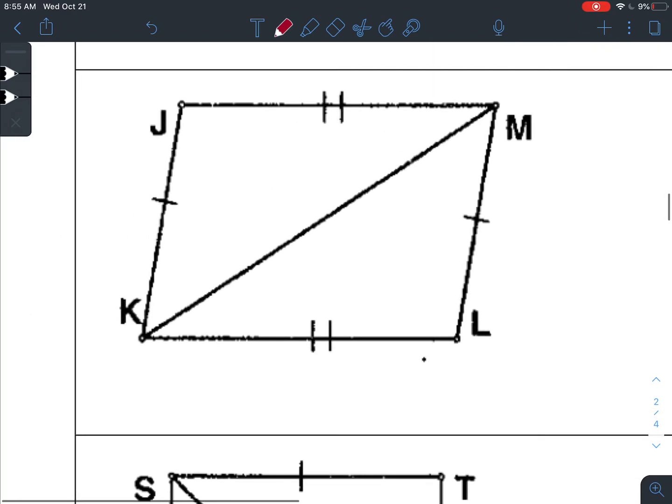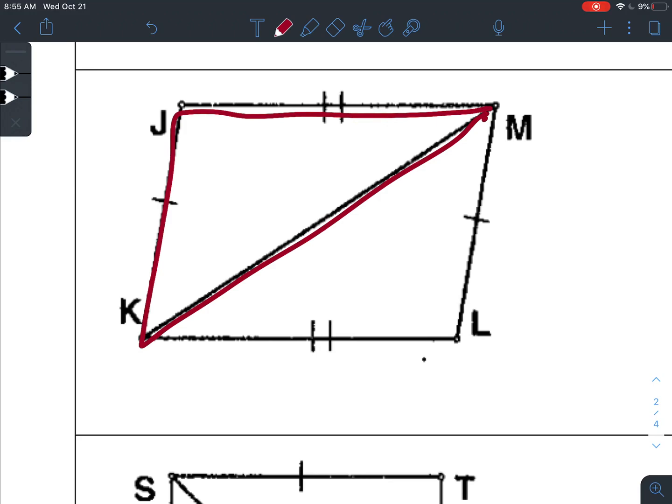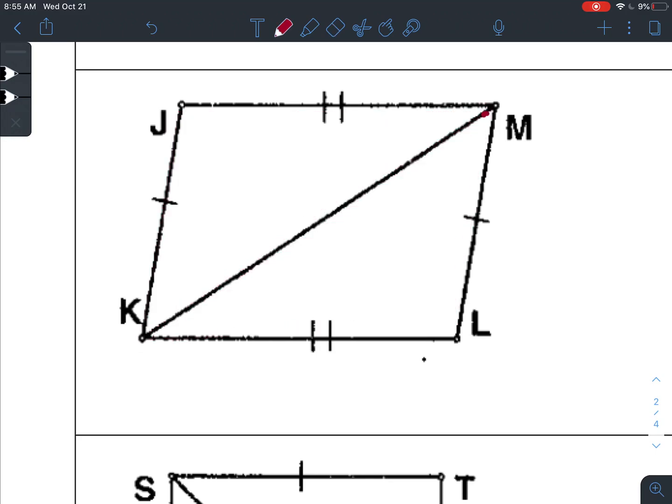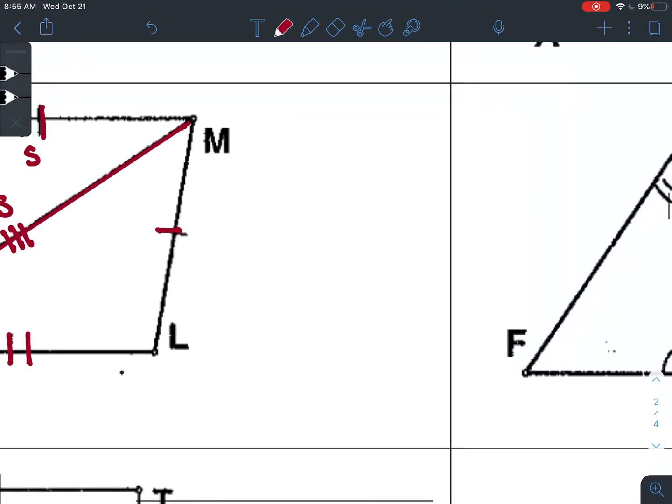All right, let's try the next one. Again, we're looking at triangle JKM and then triangle MKL. What I notice here is I have two sides marked as congruent. And then I'm also noticing that they have a shared side right here. So I'm going to mark that shared side congruent to itself. Now if we look at one of those triangles, I have three sides that are marked as congruent. So this is going to be side, side, side.